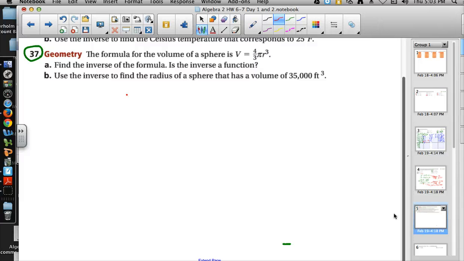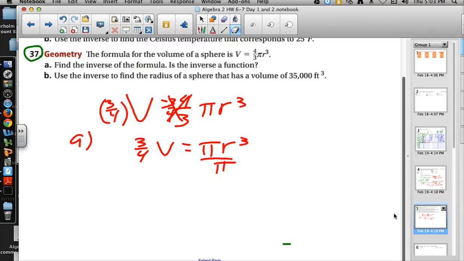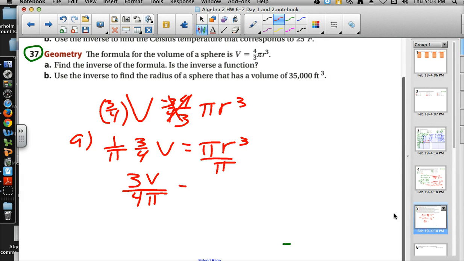Number 37, volume of a sphere. A is find the inverse of the formula. Again, we do not switch the variables in word problems. So I'm going to go ahead and multiply both sides by 3/4. These little buggers are going to cancel right out. Then I need to divide both sides by pi. Well, I've got a fraction over here already. So instead of dividing by pi, on this side, I'm going to do the same thing. It's equivalent to multiplying by 1/pi. So that's going to give me 3v over 4 pi.